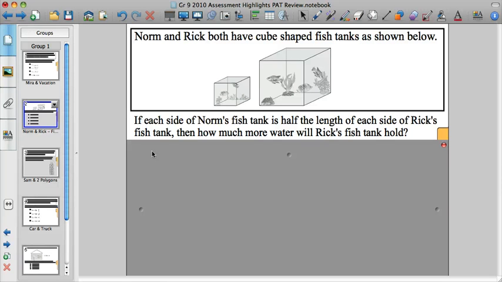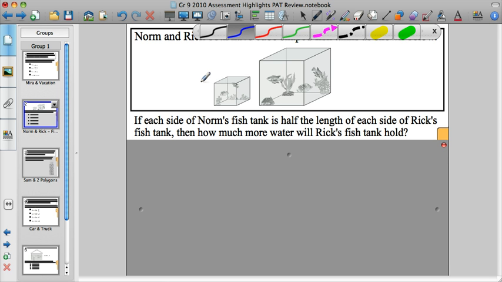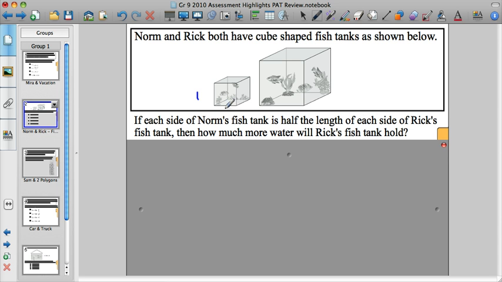Many students struggle with this because there aren't any numbers in this. So the great thing about a smartboard is you could actually pick up the pen and you could decide on the dimensions of the small tank and then go from there. So if Norm's fish tank is half, so let's just say this is 1 by 1 by 1, then if this is half the size of the bigger one, then we would know that this is 2 by 2 by 2, whatever unit would be appropriate.